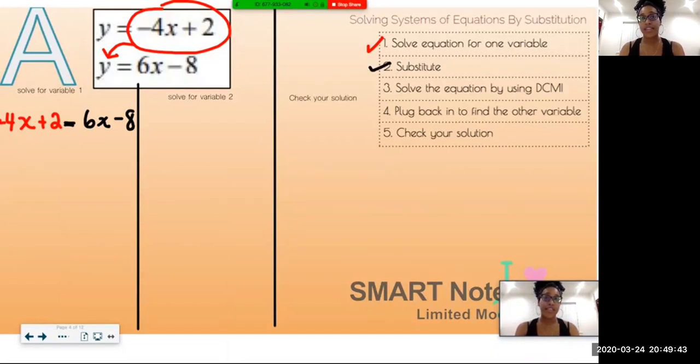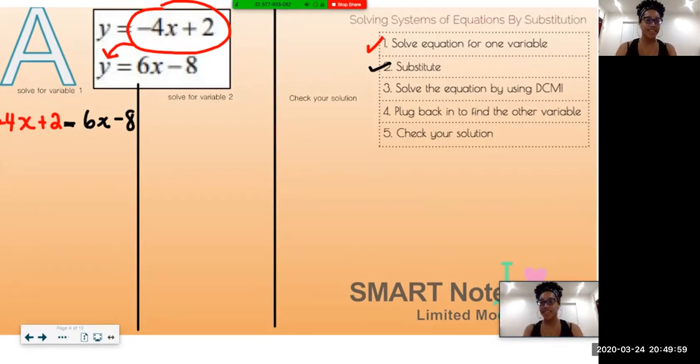All right, so I just substituted in. So step 1, we did. Step 2, just did that. Step 3 now says solve the equation by using DCMI, right? So again, don't call me impossible. First thing to do is distribute. There's nothing to distribute here. If we were distributing, we would have seen parentheses, not here. Okay. Second thing to do is, sorry, I lied. The second thing to do is to combine like terms on either side of the equation, equal sign, right? There's no like terms over here. There are no like terms over here.